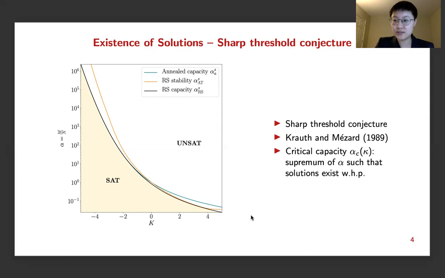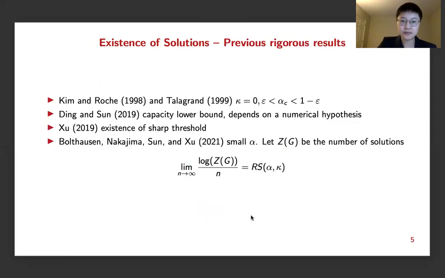And what is known rigorously for the existence of solutions? I just want to mention this result by Ding and Sun in 2019. This is a very nice result: they are able to provide a lower bound for the capacity threshold that matches the prediction on the last slide. And also this result of Xu in 2019, where he showed the existence of a sharp threshold. So this is a Friedgut-type argument that doesn't show where the threshold lies, but there's a small interval where your probability jumps from 1 to 0. So the existence of a sharp threshold.